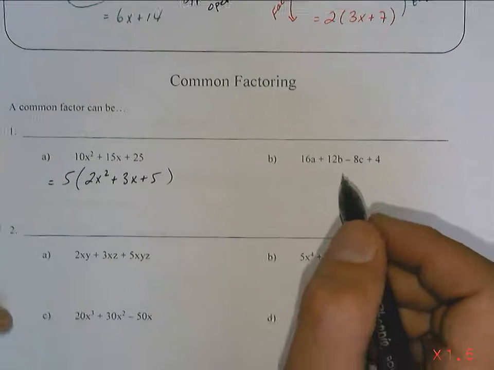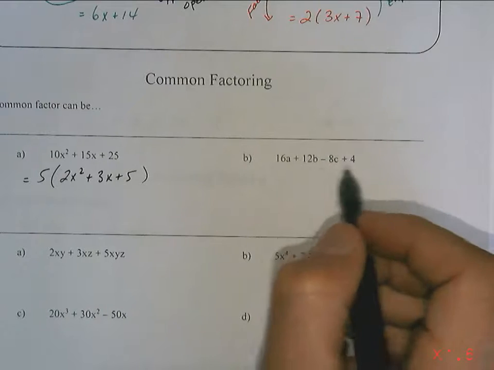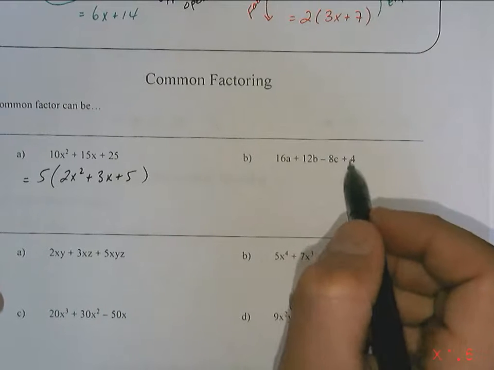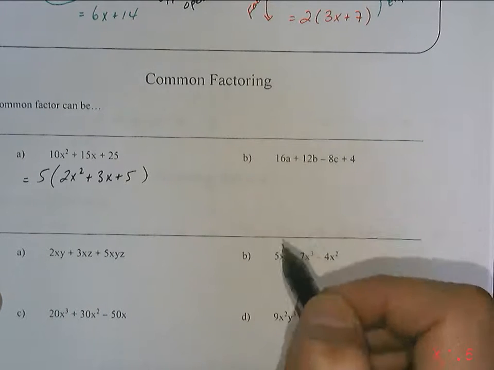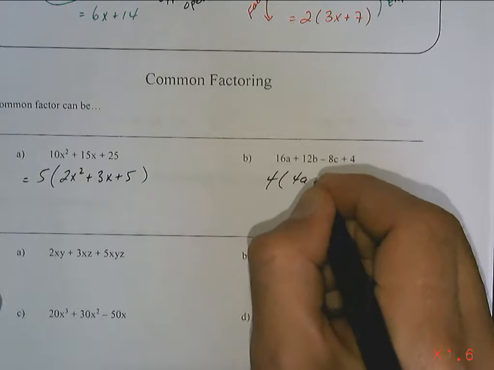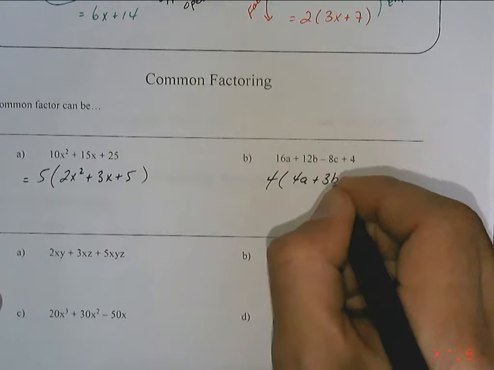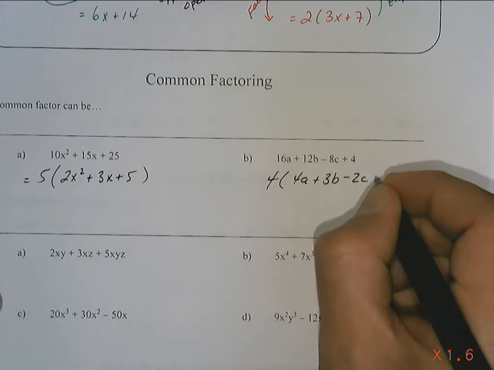That is factored. Over here we have 4 terms. Let's take a look at them. What's common in all 4? Well, I think I could take a 4 out of this, a 4 out of that, a 4 out of this, and a 4 out of that. Meaning 16a divided by 4 is 4a. 12b divided by 4 is 3b. 8c divided by 4 is 2c. And 4 divided by 4 is 1.